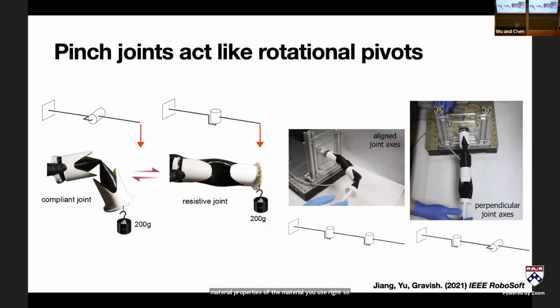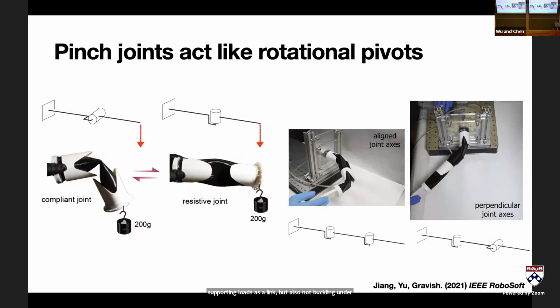But the softness of that material, once I've pulled that vacuum, is the only thing that's keeping it from buckling. So if I want to make a strong manipulator, then I need to find the right material that is both capable of supporting loads as a link, but also not buckling under just the external loads. And pulling a vacuum already weakens it to want to buckle.